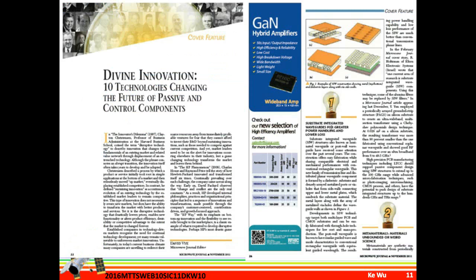So in November 2011, Microwave Magazine actually published a very interesting article talking about the future 10 technologies which could change the future of the design of passive and control components. Surprisingly, it is very interesting to see that the first ranking, number one, is the substrate integrated circuits, or substrate integrated waveguide. What do I mean by substrate integrated waveguide?